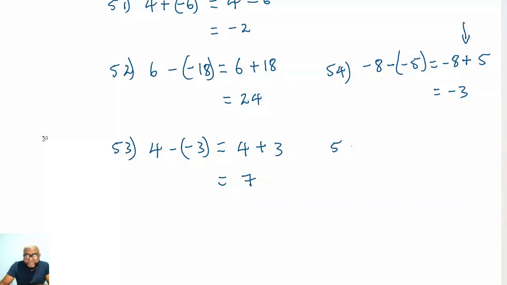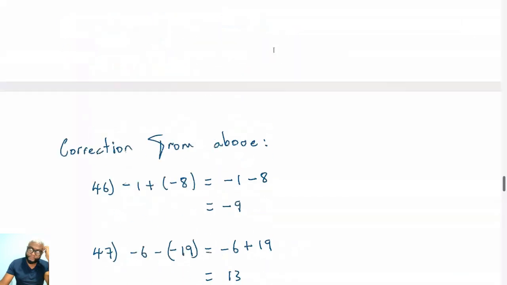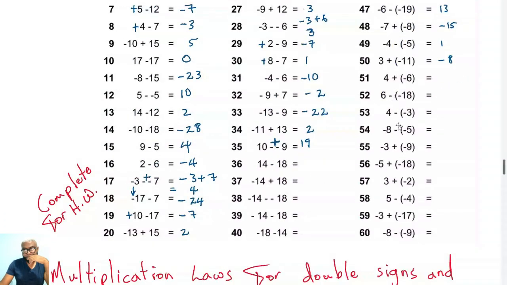55, Liam Lucas, what's 55? So I got negative 2. Give me the question. 2 take away, 2 plus open brackets, negative 4 close brackets. No, that's not the question. Look, the question here, 55.